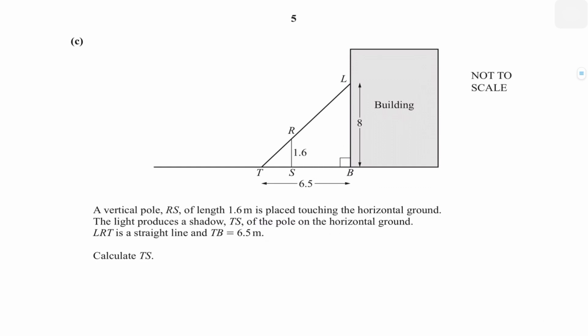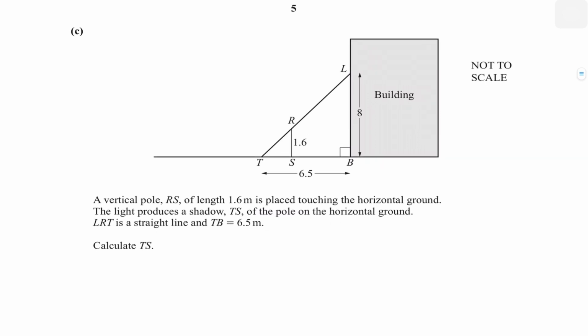Okay. Now let's do part C. Let's see what we have. We have a vertical pole RS. Okay, so here's the vertical pole that we can see. It is of length 1.6 meters and is placed touching the horizontal ground.